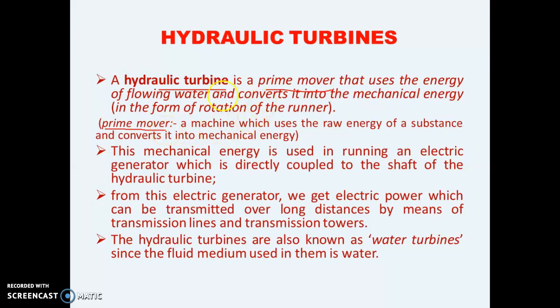What is a prime mover? A machine which uses the raw energy of a substance and converts it into mechanical energy. So what does a hydraulic turbine do? It uses the raw energy of moving or flowing water and converts it into mechanical energy by the rotation of the runner of the turbine. And that mechanical energy converts into electrical energy with the help of a generator. The mechanical energy is used in running an electrical generator which is directly coupled to the shaft of the hydraulic turbine.